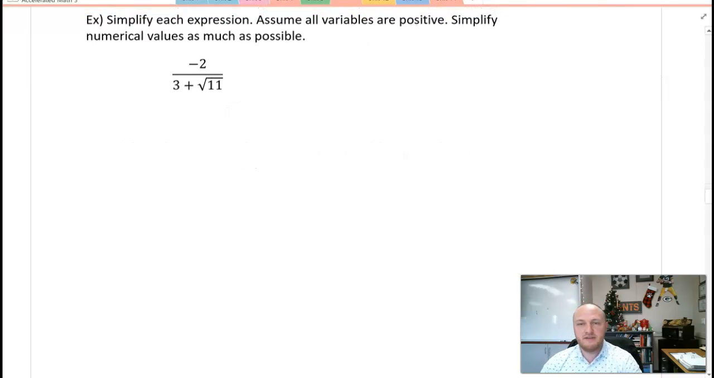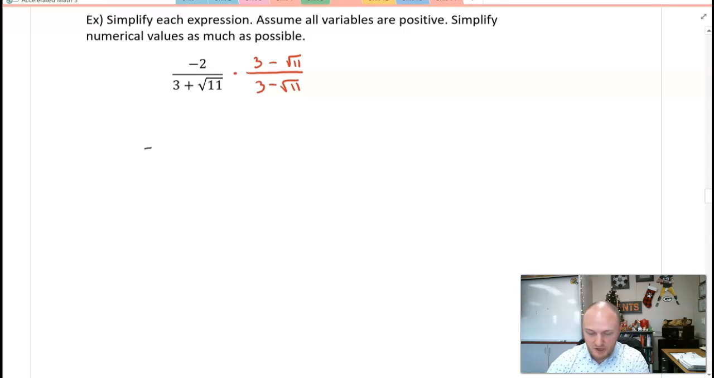So again, we're asked to simplify the expression, assume all variables are positive, and simplify numerical expressions as much as possible. So I have negative 2 over 3 plus square root of 11. I can't just multiply by square root of 11 over square root of 11 because I have a second term in the denominator, so that won't cancel out. So I'm going to multiply by a ratio of 1 involving the conjugate. So what is the conjugate? 3 and square root of 11, and the second term is just going to change signs. Since it's a positive here, it's going to be a negative. So 3 minus square root of 11 is the conjugate.